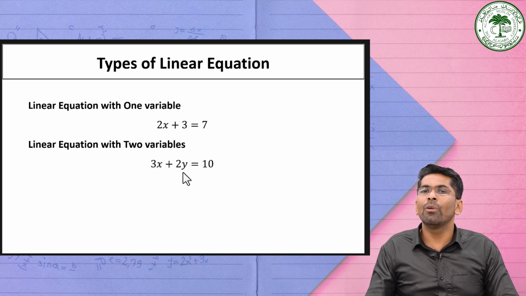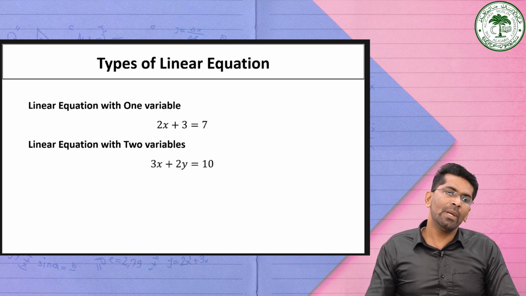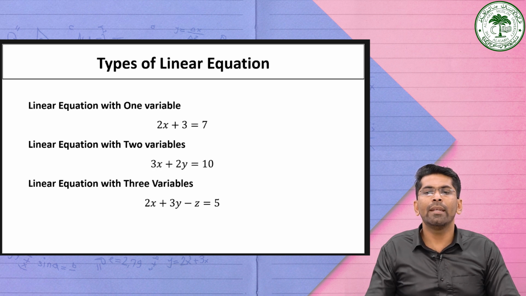And it represents a straight line when you graph it on a Cartesian coordinate system. Similarly, we have a linear equation with three variables as well, for example, 2x plus 3y minus z is equal to 5. Here we have three variables, often denoted x, y and z, which represent a point in three-dimensional space.